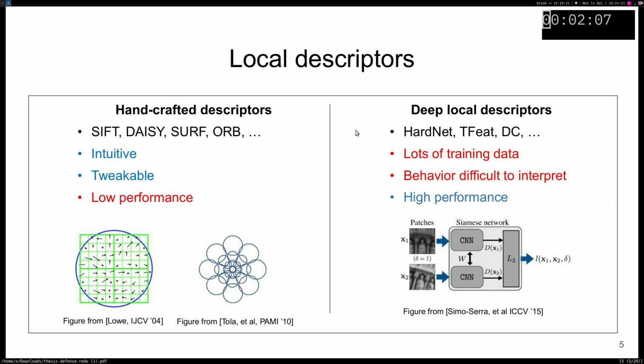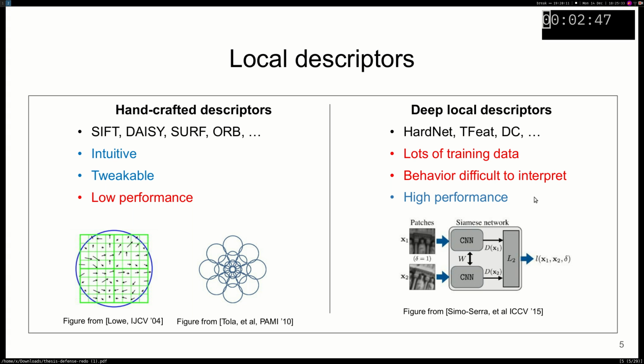Now, let's look at some of the work that has been done in local descriptors so far. It mainly falls into two schools of thought: handcrafted descriptors and deep local descriptors. We have some examples of each here. The advantages of handcrafted descriptors are that they are intuitive and tweakable, but they do not perform so well on modern benchmarks. Whereas deep local descriptors require a lot of training data, which needs to be given at patch level. They have around 1 million parameters, so the behavior is difficult to interpret, but they perform very well on modern benchmarks. So let's start our journey into this.